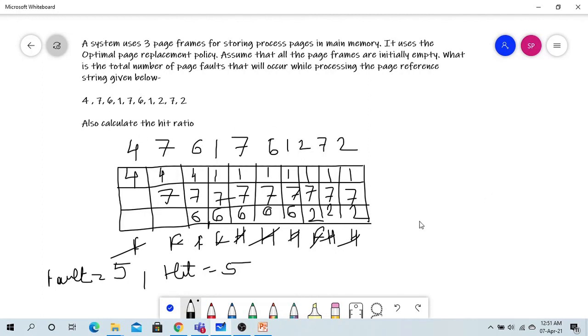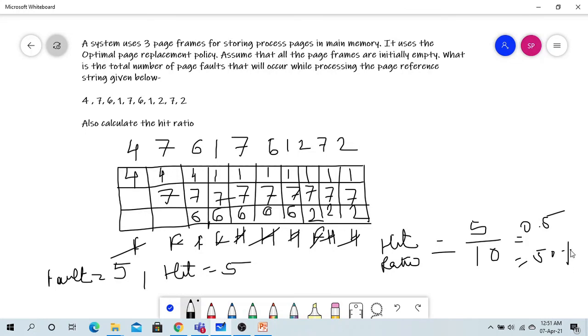In the question they have mentioned to find out the hit ratio. To find out the hit ratio, the formula is the total number of pages which are hits, here it is 5, divided by the total number of references, here it is 10. So we have the hit ratio as 0.5, or we can say 50%. So that was about the optimal page replacement policy. Thank you all.